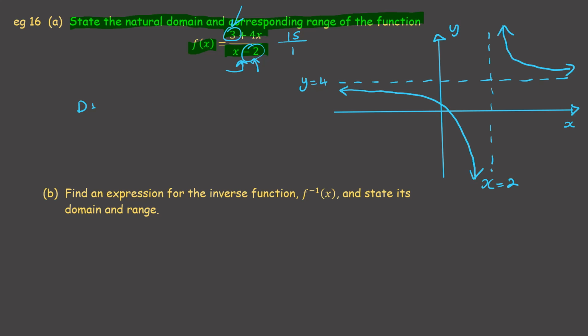Get all the y's to one side. xy minus 4y would be equal to, put the x's on the other side, 2x plus 3. Factor out the y. And then y is going to be 2x plus 3 over x minus 4.